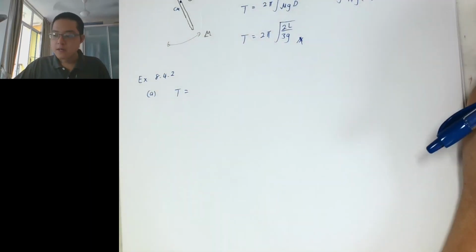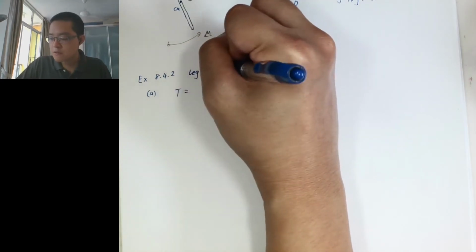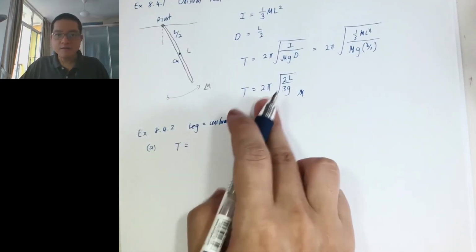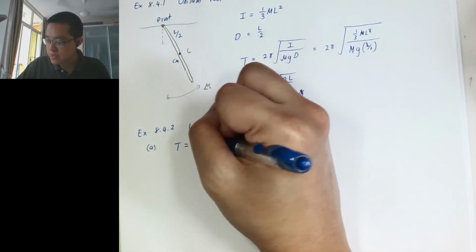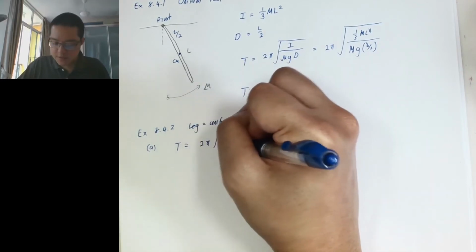Question A is just asking for the period of the walking step, and we are assuming that the leg of the dinosaur is a uniform rod. So we already calculated the uniform rod here. The period is 2 pi square root of 2L over 3g. So this part is straightforward.